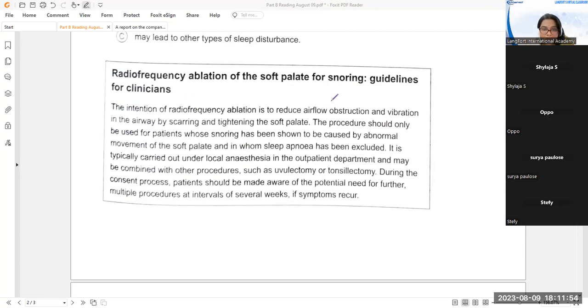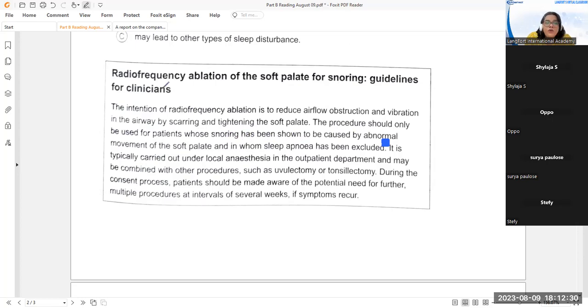All right, Anup, can you read the heading until here for me, please? Till the second sentence, yes. Radio frequency ablation of the soft palate for snoring, guidelines for clinicians. The intention of radio frequency ablation is to reduce airflow obstruction and vibration in the airway by scarring and tightening of soft palate. The procedure should only be used for patients whose snoring has been shown to be caused by abnormal movement of soft palate and in whom sleep apnea has been excluded.